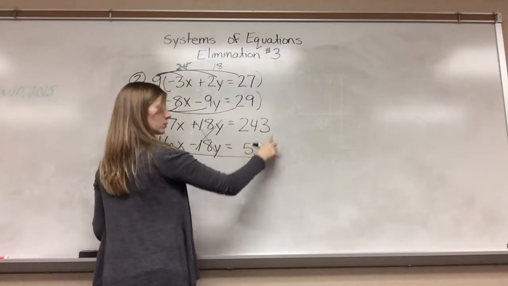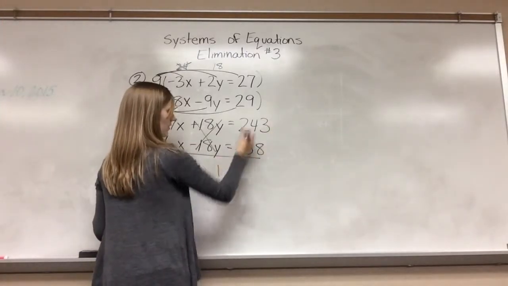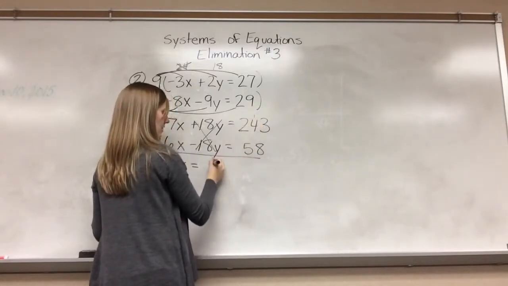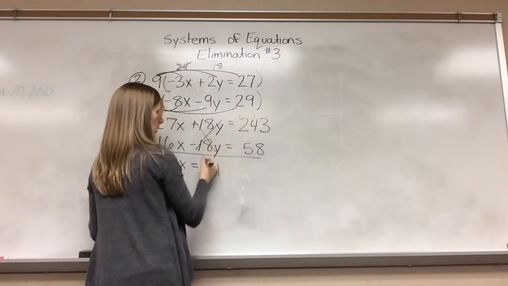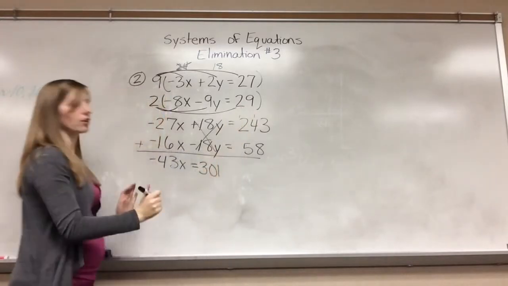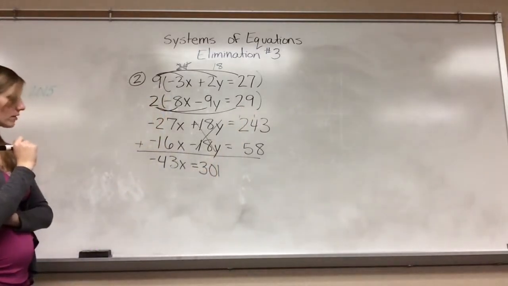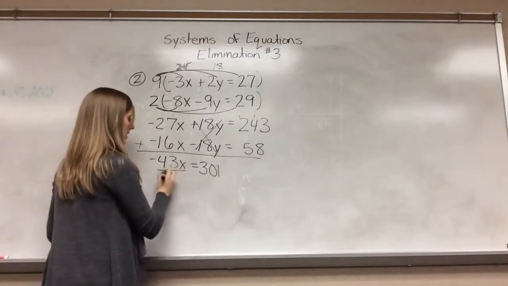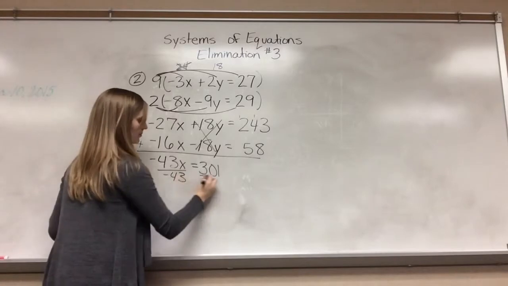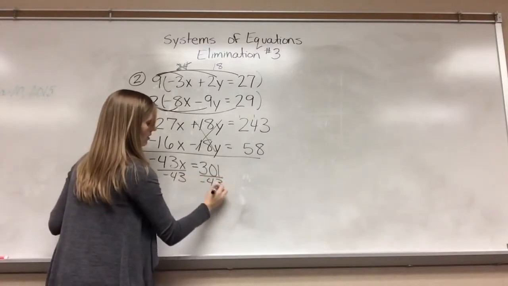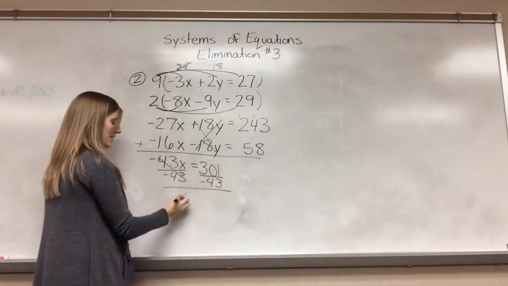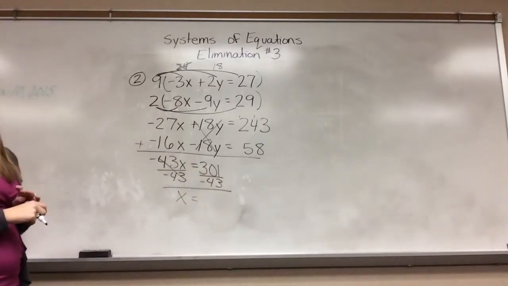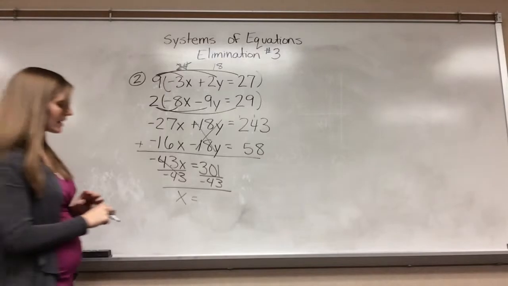243 plus 58. Well, 3 plus 8 is 11. 5 plus 4 is 9, plus 1 is 10. Carry the 1. 2 plus 1 is 3. So we get 301. So from here, all I need to do is divide both sides by negative 43. So again, if you need to use a calculator, that is fine. 301 divided by negative 43 is negative 7.